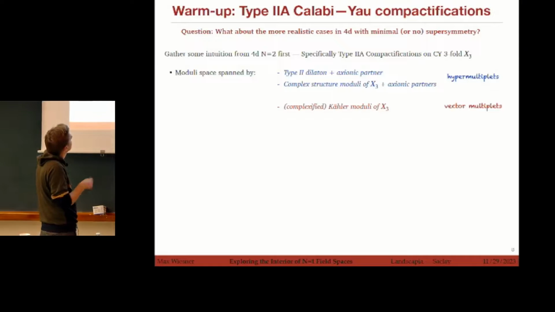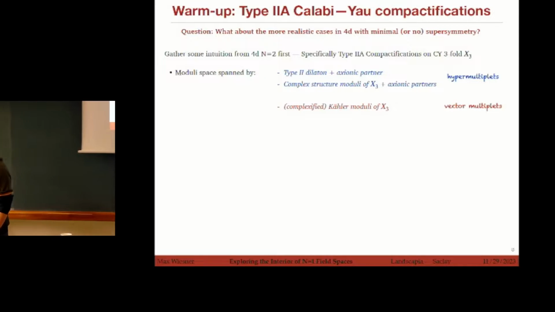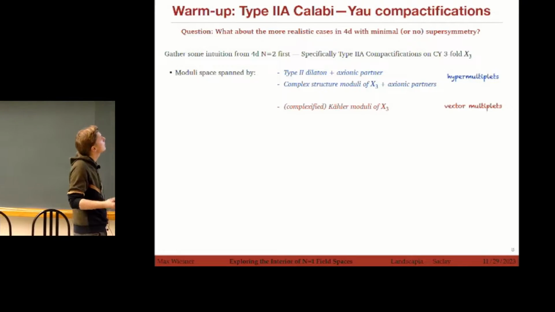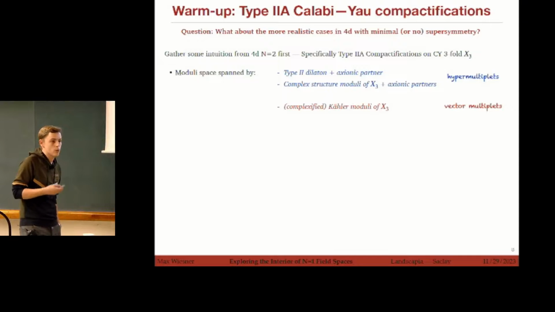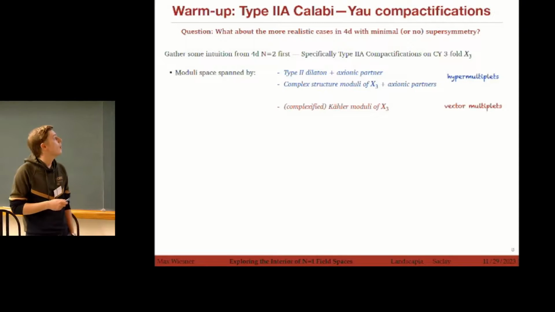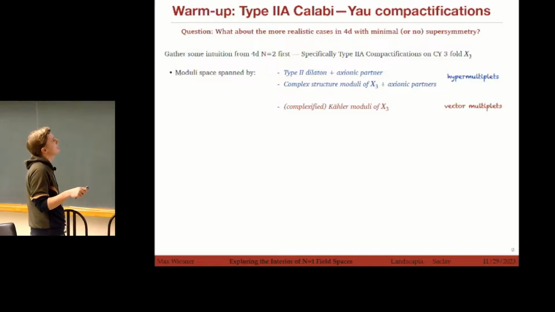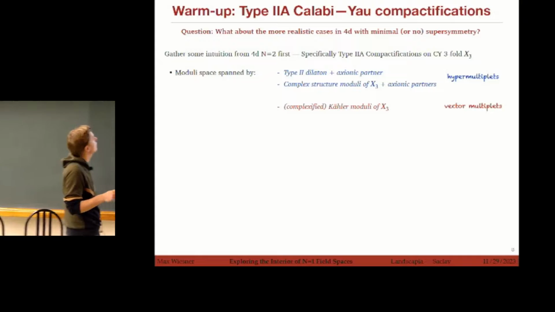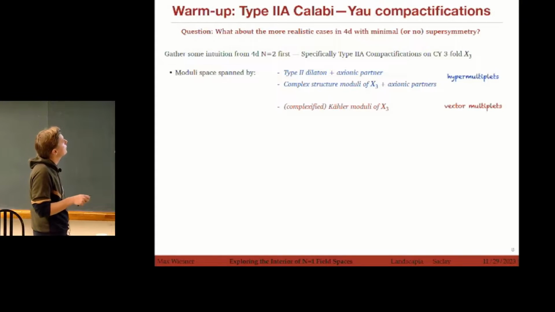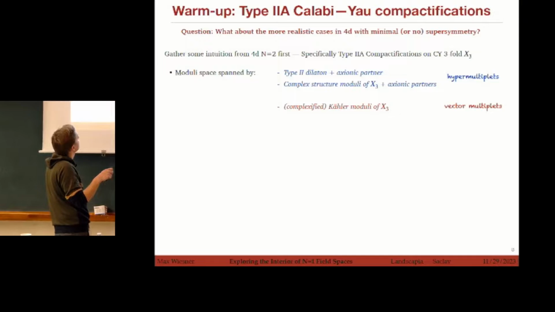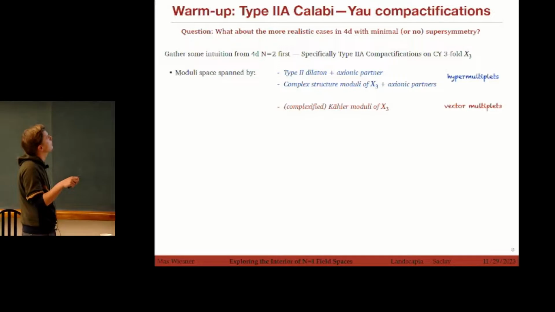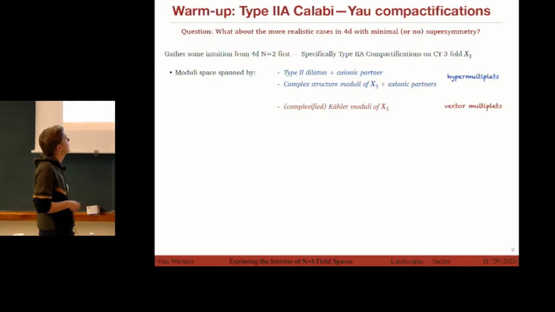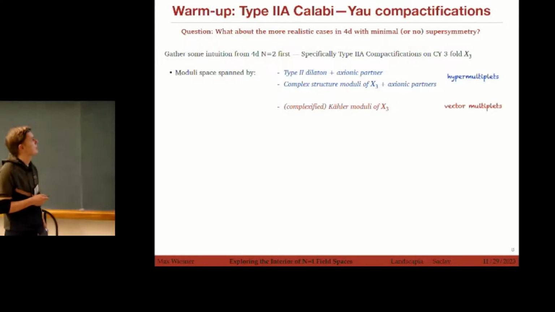What do we actually know in type IIA Calabi-Yau compactification, or theories that still have N=2 supersymmetry? We draw a lot of our intuition, as was discussed in the discussion session, from, for example, the vector multiplet sector of type IIA. So let's first gather some intuition from there, specifically focusing here on type IIA compactification on Calabi-Yau threefolds. We know here that the moduli space factorizes into a hypermultiplet sector, which is spanned by the type II dilaton plus axionic partners and the complex structure of the Calabi-Yau X3 plus axionic partners, and the complexified Kähler moduli give us the vector multiplet sector.